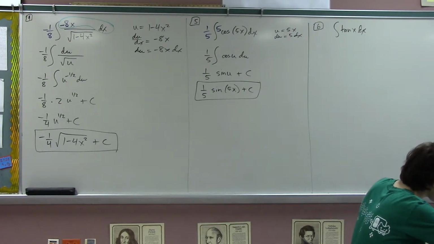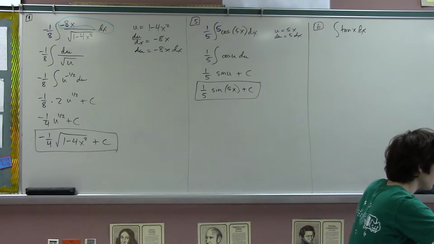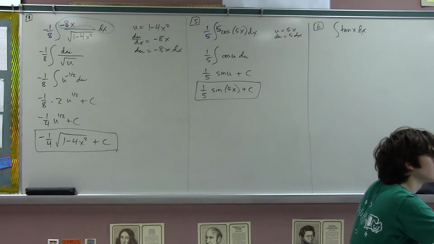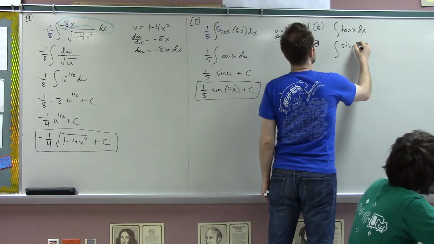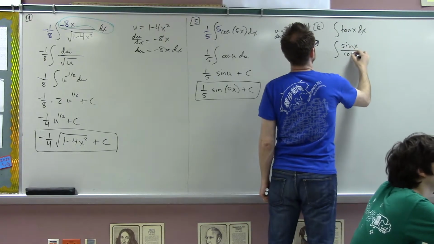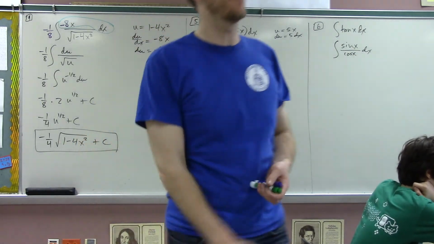Nothing ever becomes like u to the negative 1. Wait, so what's an idea? I want to shepherd you through this slightly. You can write tan x to the negative 1. Right, just write it as sine x over cosine x. It seems like a good idea. But now, can you think of a substitution that works?